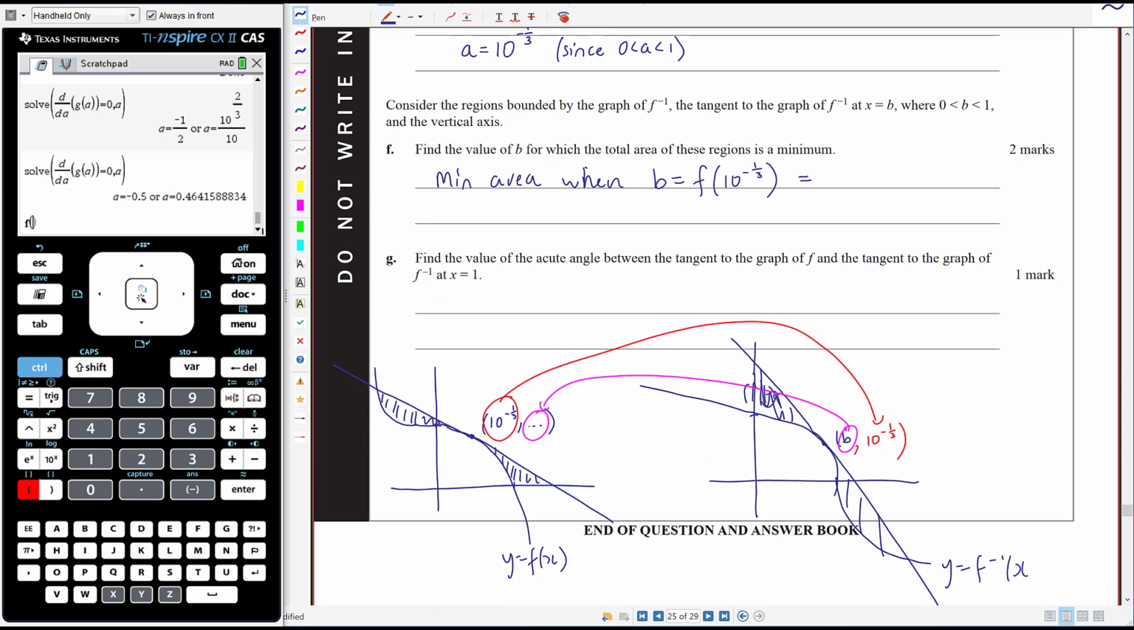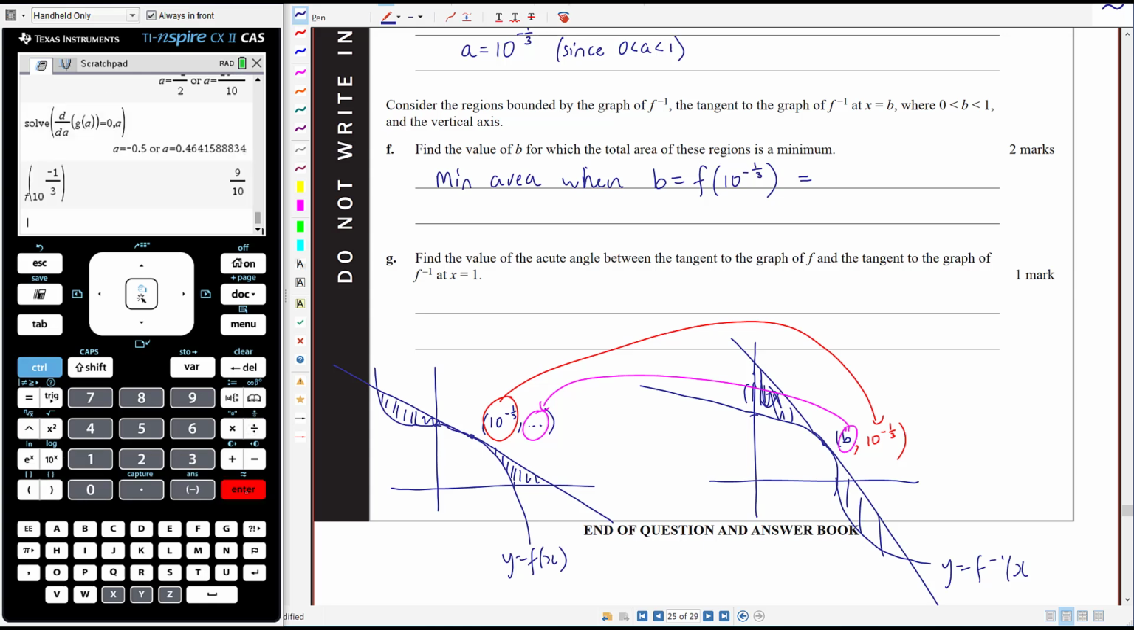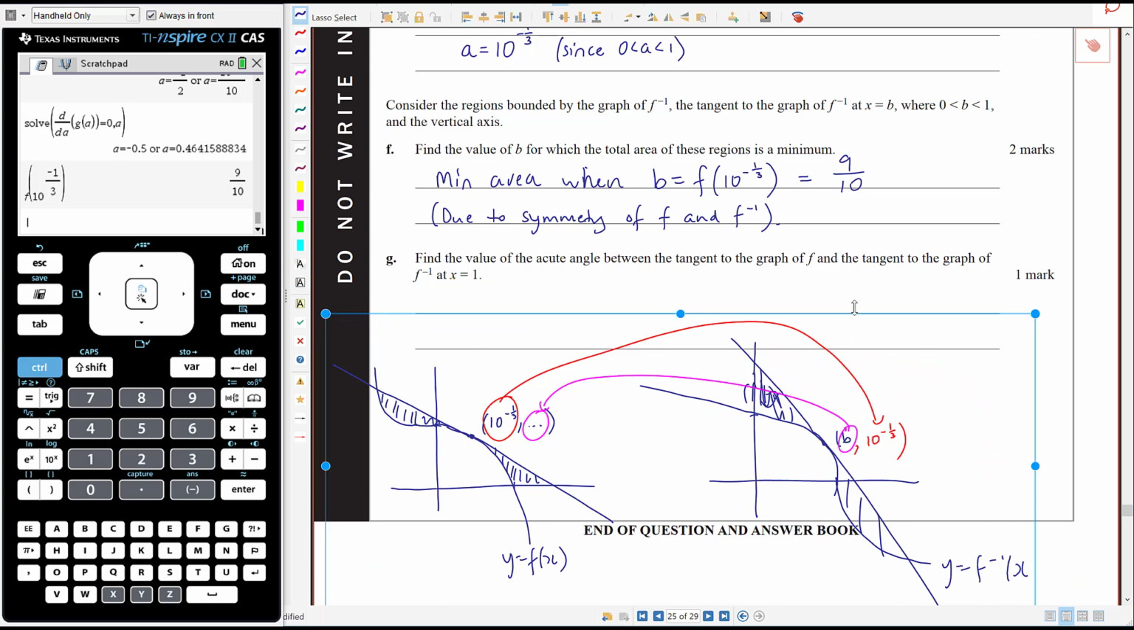So our function at 10 to the power of negative 1/3 is 9 on 10. So we get minimum area when b is equal to 9 on 10. Okay, and this is due to symmetry of f and inverse f. Okay, alright, I'm just going to erase these messy sketches down here to give me some space for this last question.